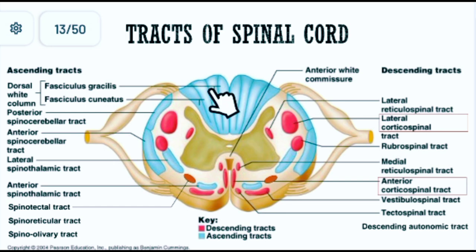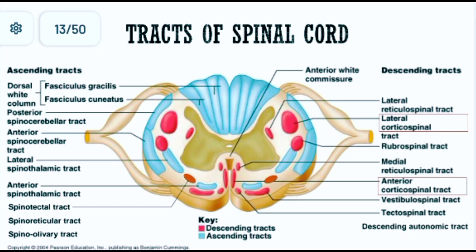So we've got fasciculus gracilis and fasciculus cuneatus. You need to know that the fasciculus gracilis is more medial, and then fasciculus cuneatus is lateral. Now, these two make what we call the dorsal white column medial lemniscus pathway. That's the full name: dorsal white column medial lemniscus pathway. It's made up of two things: fasciculus gracilis and fasciculus cuneatus.